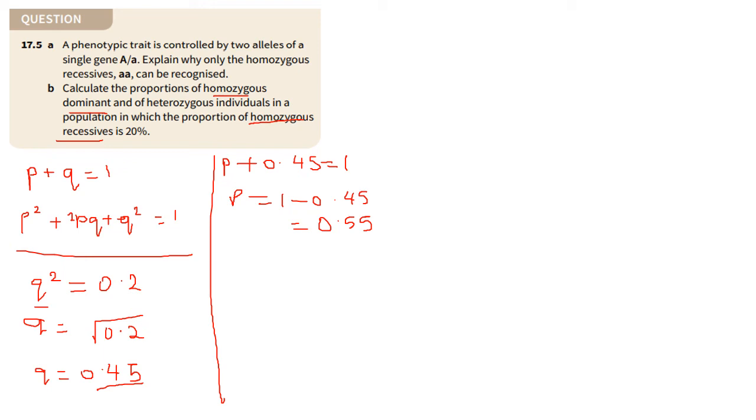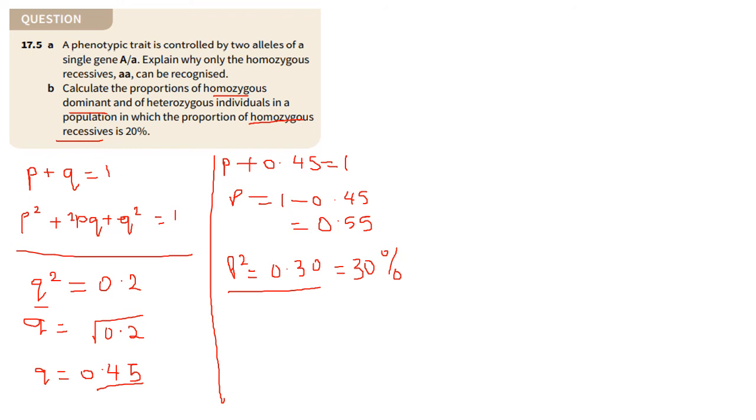So we know that p is equal to 0.55, and then we can work out that p squared would be equal to 0.55 squared, and that is 0.3. So it's 0.30. I'm just going to put that there. Now that means that in this case, if we multiply that by 100, approximately 30% of our population is homozygous dominant.